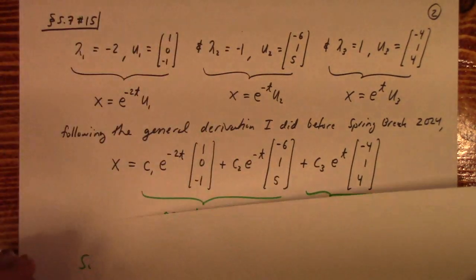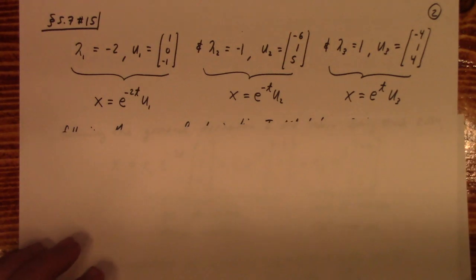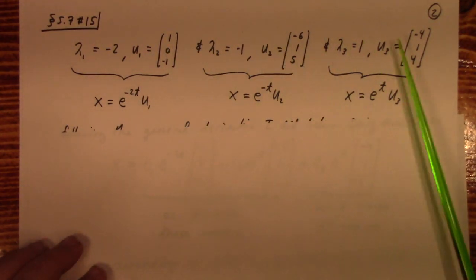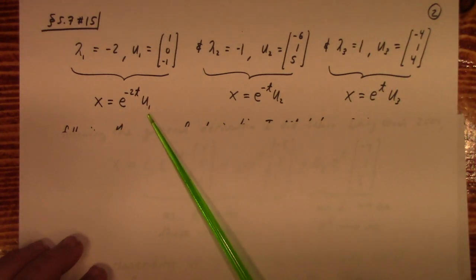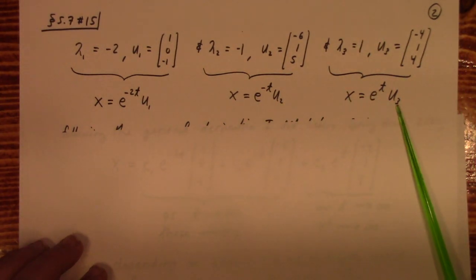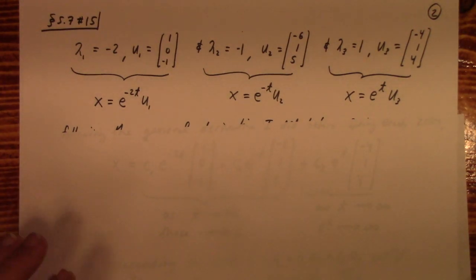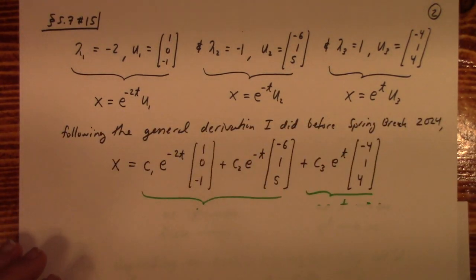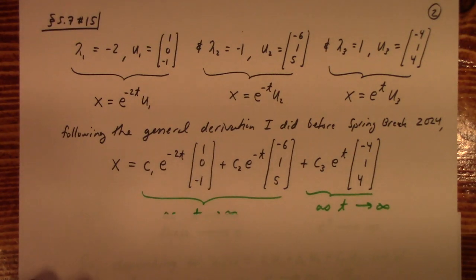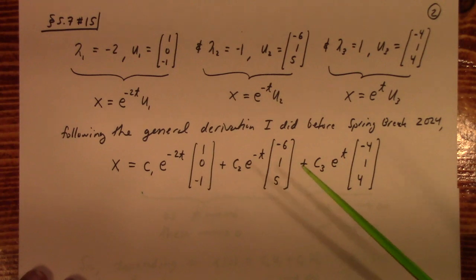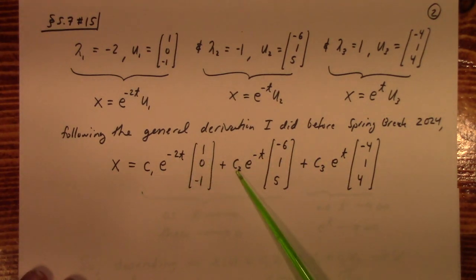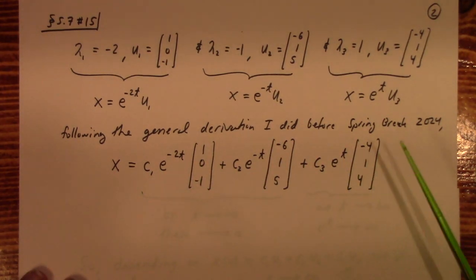So here are my 3 eigenvectors and my eigenvalues, which give me this solution, and that solution. To find the general solution, I take a linear combination of those. That follows from the derivation that we did Friday before spring break. And so there it is, C1 times this, plus C2 times that, plus C3 times that.